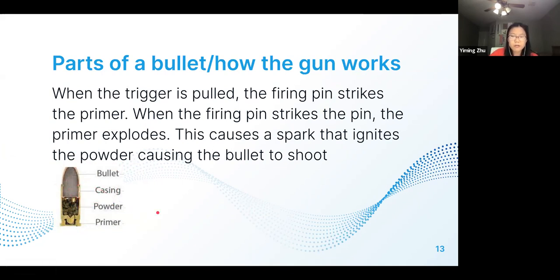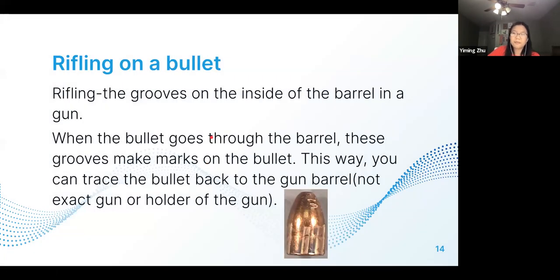So the bullet will go through the, what is it called again? Okay, yeah, the barrel. The barrel has these little grooves in it, and it makes these marks in the bullet. So when I talked about the marks, I was talking about rifling. This rifling is the grooves on the inside of the barrel in a gun. And when the bullet goes through the barrel, the grooves make some marks on the bullet. This way you can track the bullet back to the gun barrel.